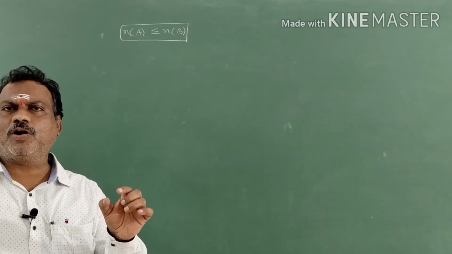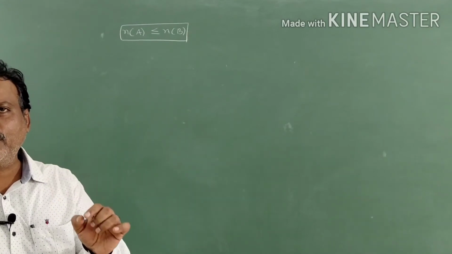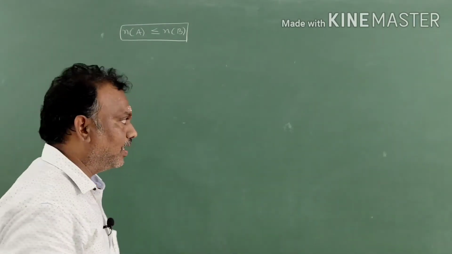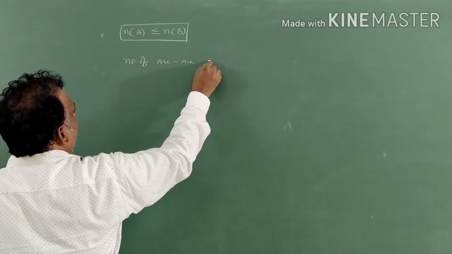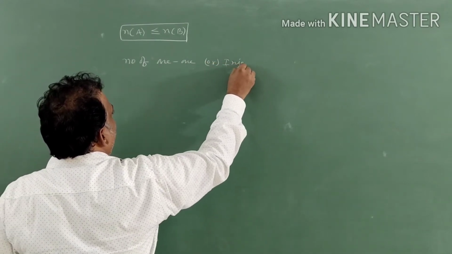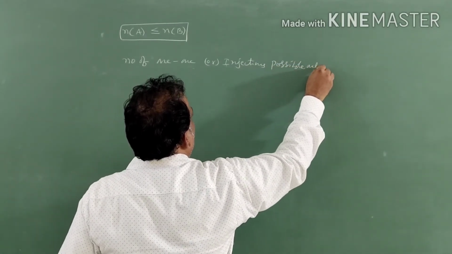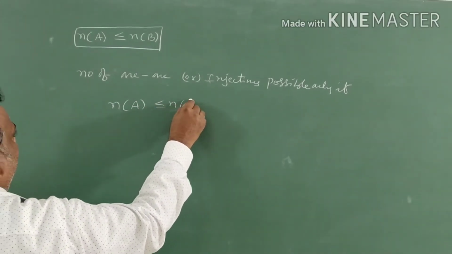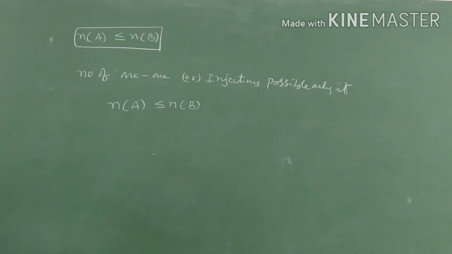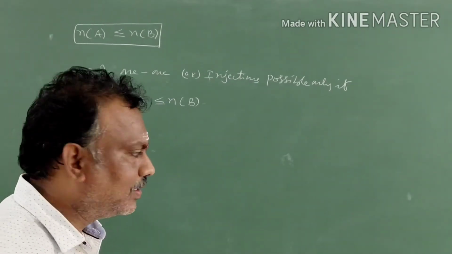Set A elements smaller than or equal to set B elements, then only one-one functions or injections are possible. Number of one-one functions or injections possible only if n of A is smaller than or equal to n of B. Clear, students? If it is more than that, why it is not possible, that I will discuss.